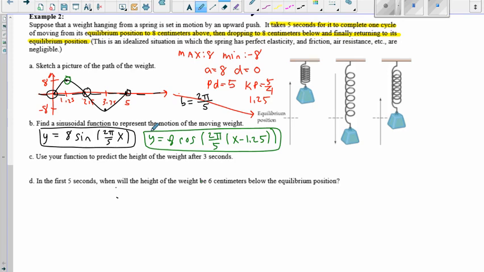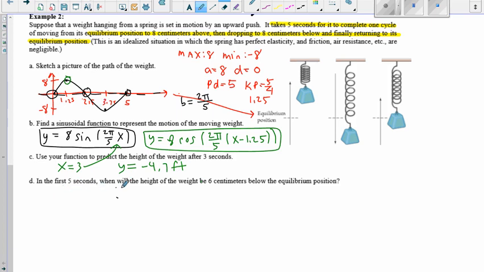Then it says use your function to predict the height of the weight after 3 seconds. So that, of course, is when x is equal to 3. We want to predict what the height is going to be. So that means I'm just plugging 3 in for x into my equation. And of course, you can just use your calculator to do that. So when you plug that into your calculator, again, make sure you're in radian mode, and you will end up with negative 4.7 feet. Since it's negative 4.7 feet, that means we're 4.7 feet below the equilibrium. And then you can check on your graph to see if that makes sense. So if you look around here, this is about where 3 seconds would be. And if you look, you're at a negative value, so that makes sense.